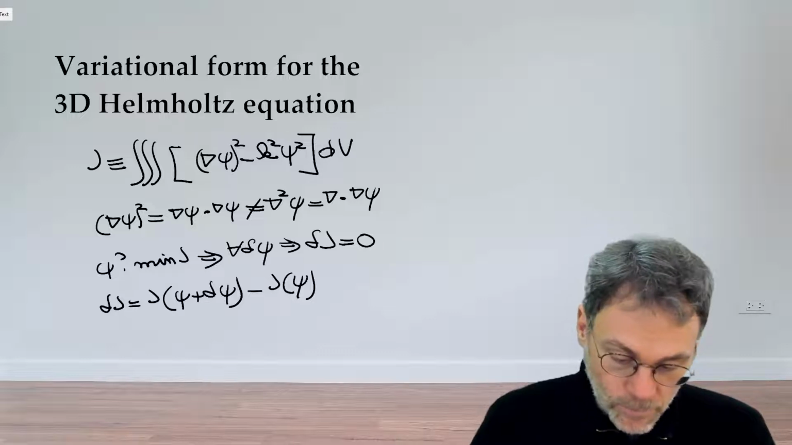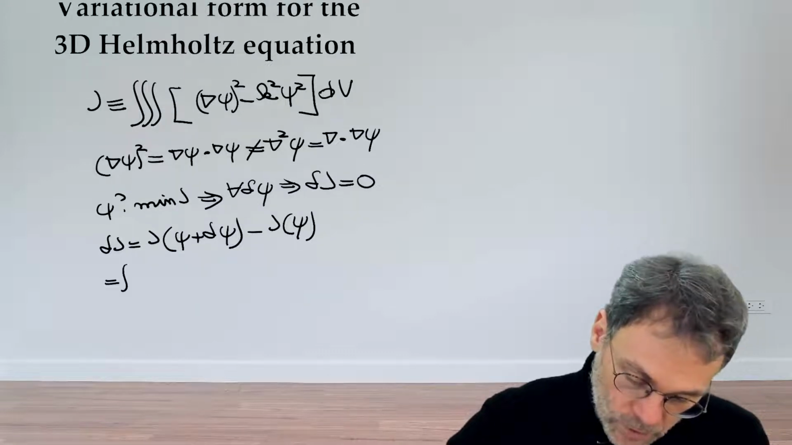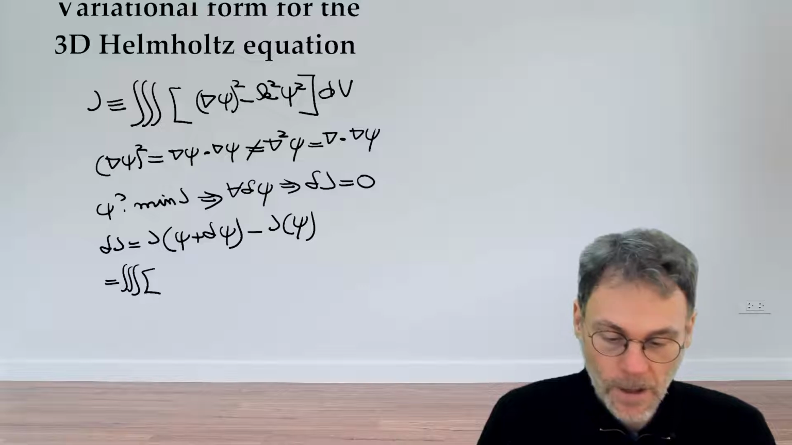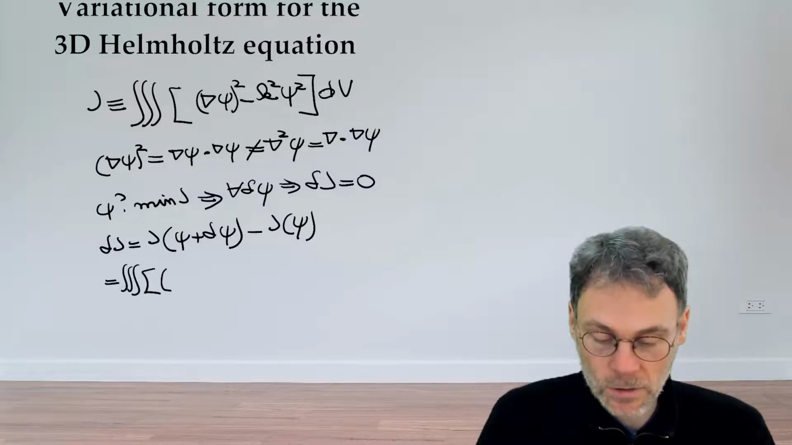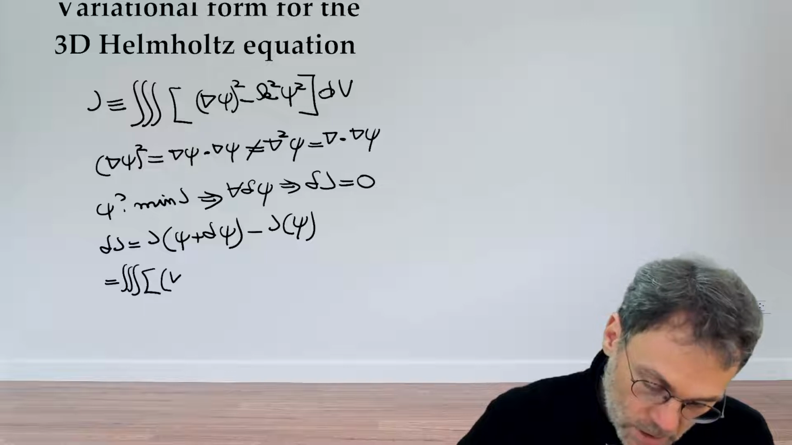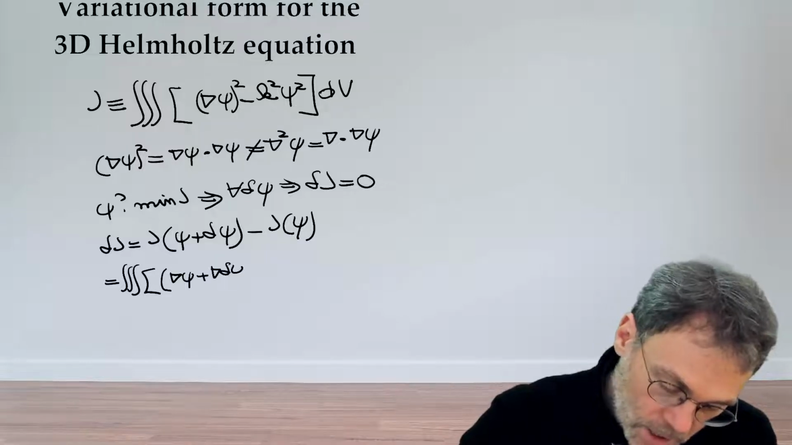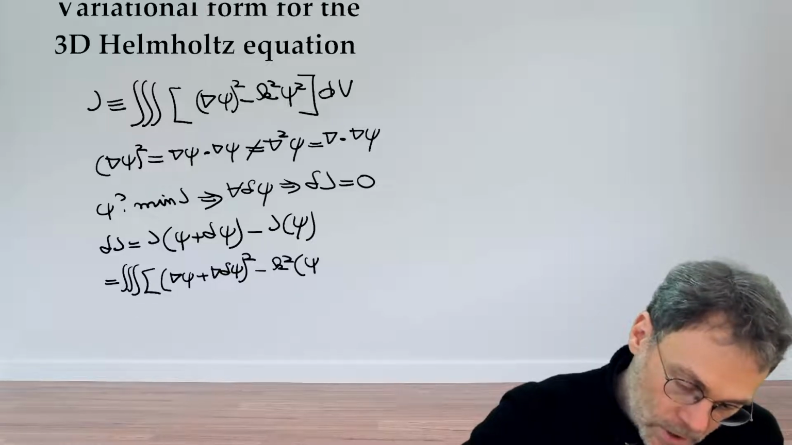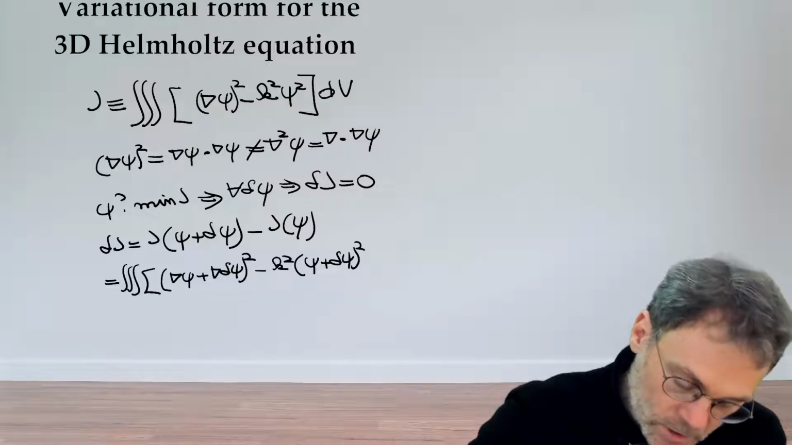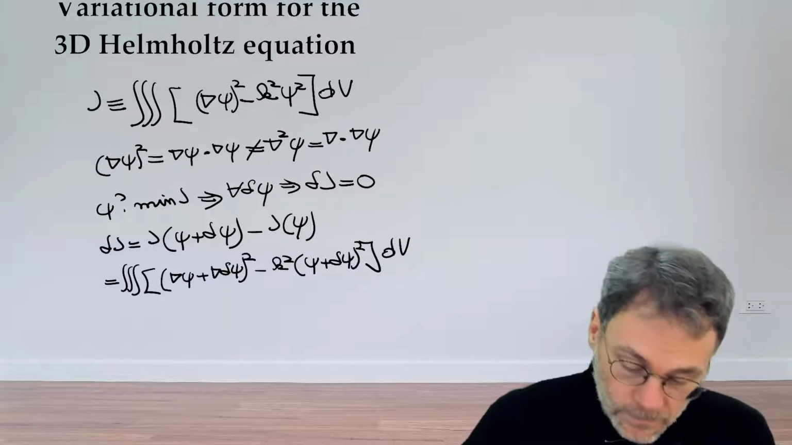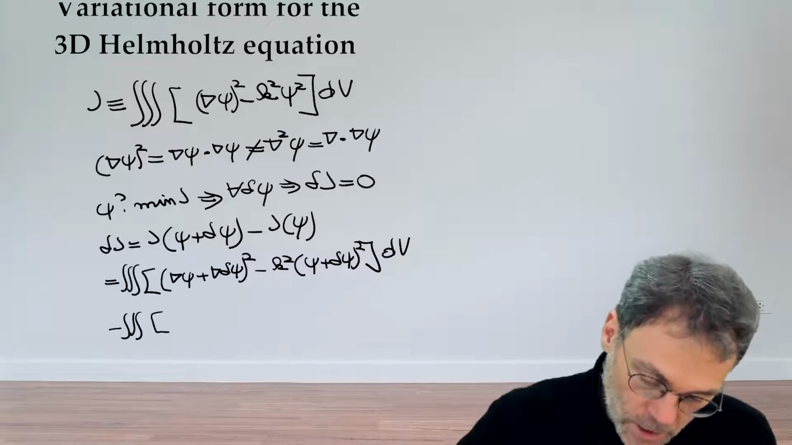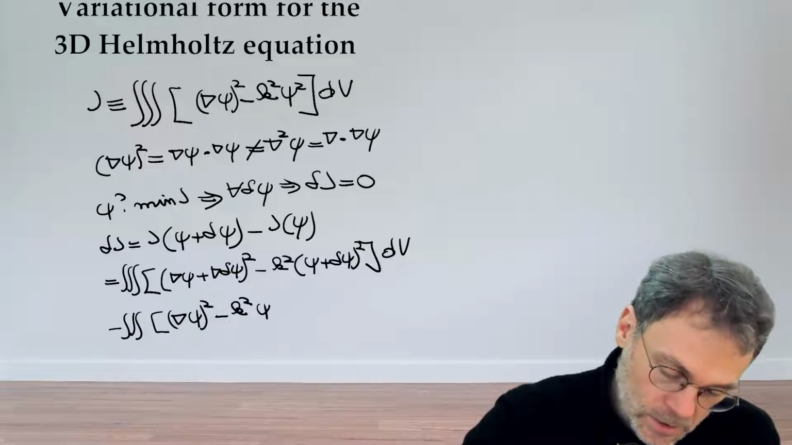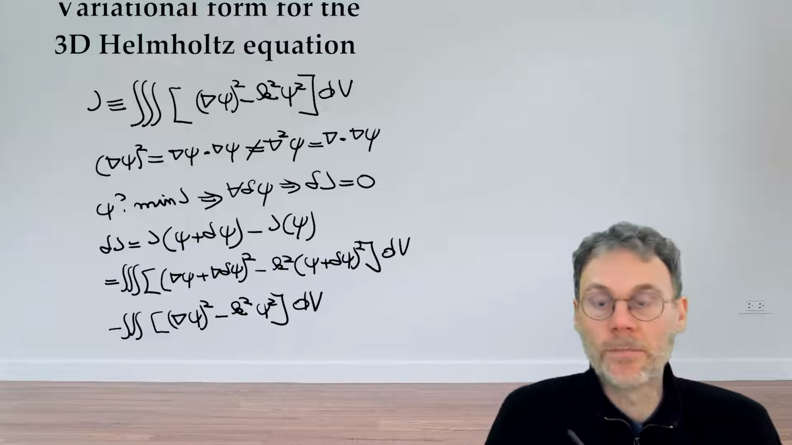So just a matter of plugging in the different arguments here. So first of all, we have a term where we evaluate J at psi plus delta psi. This is going to give us the square of the gradient of psi plus delta psi, but gradient, of course, is a linear operation, so that becomes gradient psi plus gradient delta psi. I'm going to square that, minus k squared, and then here we have psi plus delta psi squared, integrating over the volume. And then we subtract our original case, gradient psi squared minus k squared psi squared dV.